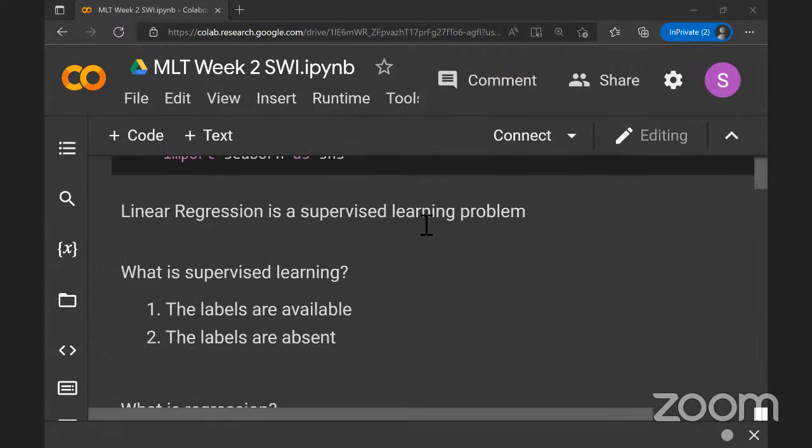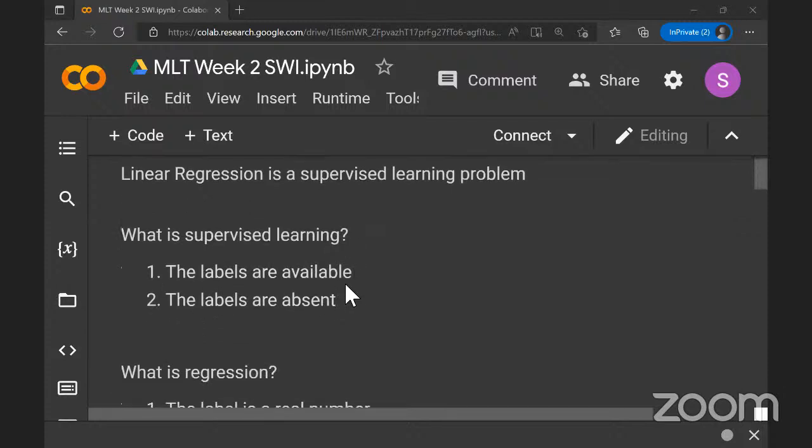Okay, so first question is, what is supervised? Out of the two: the labels are available, or the labels are absent. Which one of them is the correct answer? First. Absolutely.